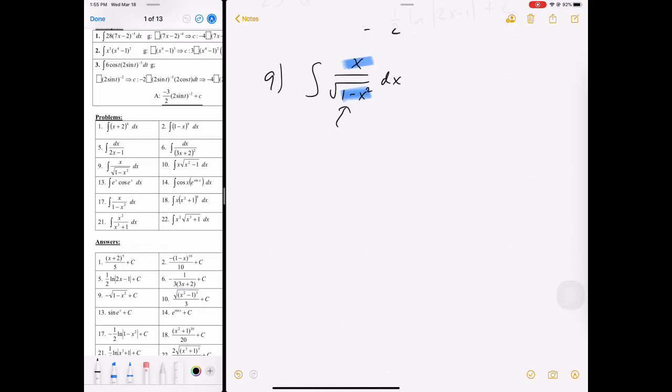If you look on my left side over here, let's look at the possibilities. If you look at number 9, that would be my u. See, so it's usually the stuff on the inside. And let's see if you guys can take the derivative quickly.